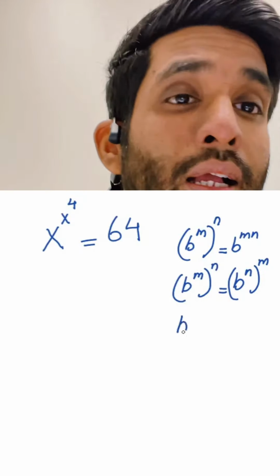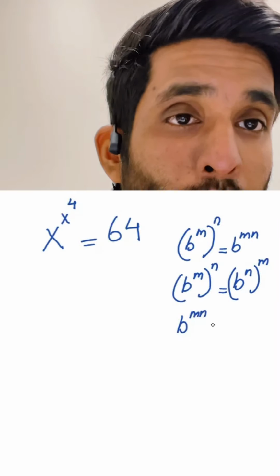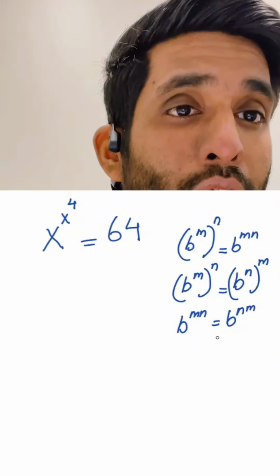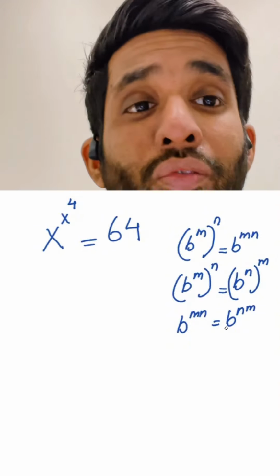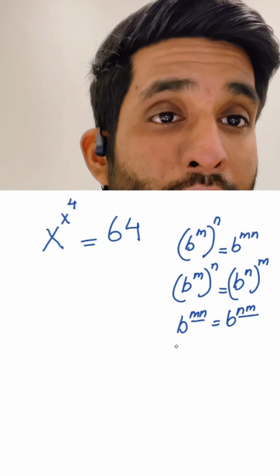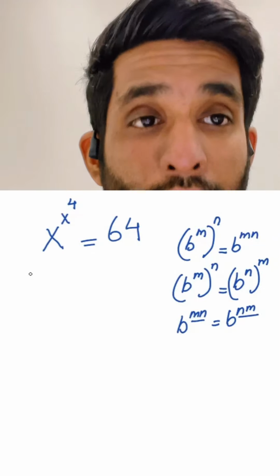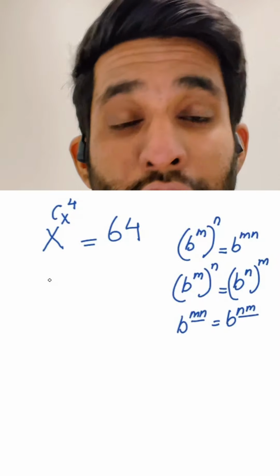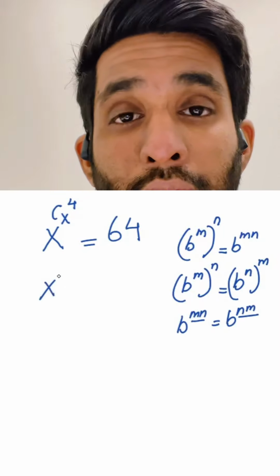Now, why is that? Well, if I use the power rule, on the left side I'll have b to the power of mn, and on the right side I'll have b to the power of nm. And they're equivalent because multiplication is commutative. M times n is the same thing as n times m. And this is very useful for this question. In fact, our first step is to exactly swap the exponents.